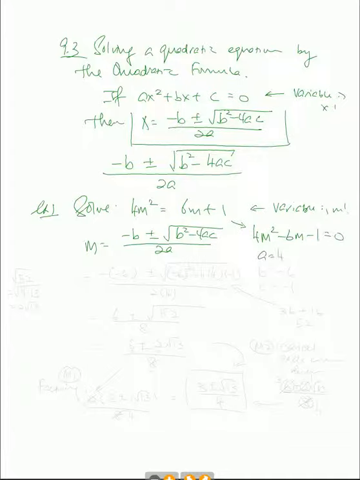So a is referring to the number that's next to the squared term. In this case is 4. B is the number that's next to the letter, the one with no exponent, is negative 6, and C is the one with no variable next to it, so it's negative 1. So substitute all those values in there.